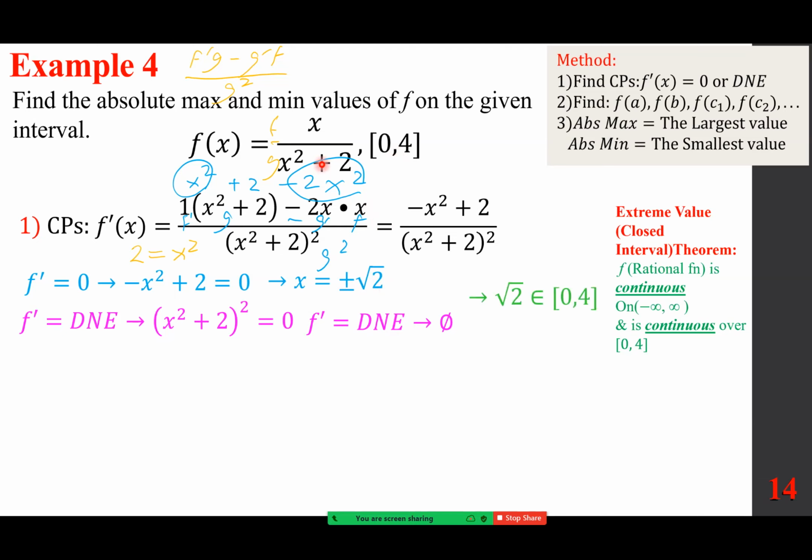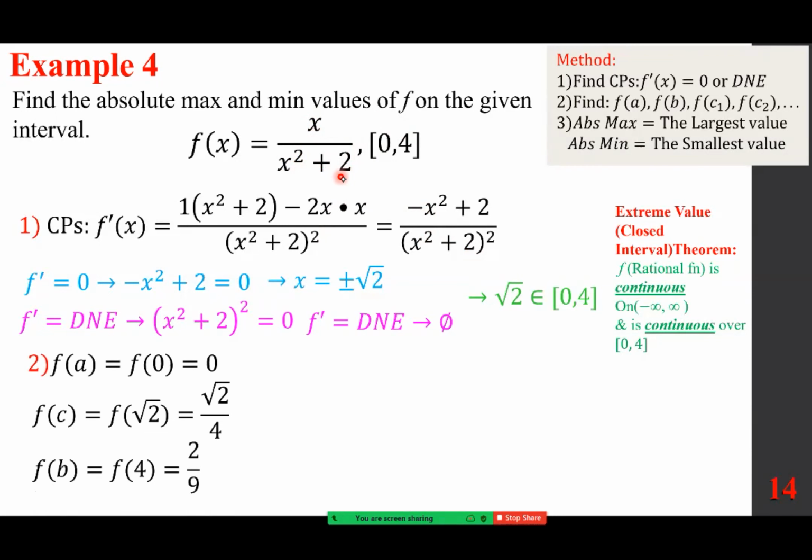So we are going to evaluate this function. If you plug in 0, I hope you realize you get 0 over any number is 0, of course, a number other than 0. So if you plug in 0, you get 0 over 2. If you plug in 4, we get 4 over 16 and 2, 18, 4 over 18, which becomes 2 over 9. If you plug in square root of 2, you get square root of 2 over 2 plus 2, which is 4. So that's how you arrive at the answer.